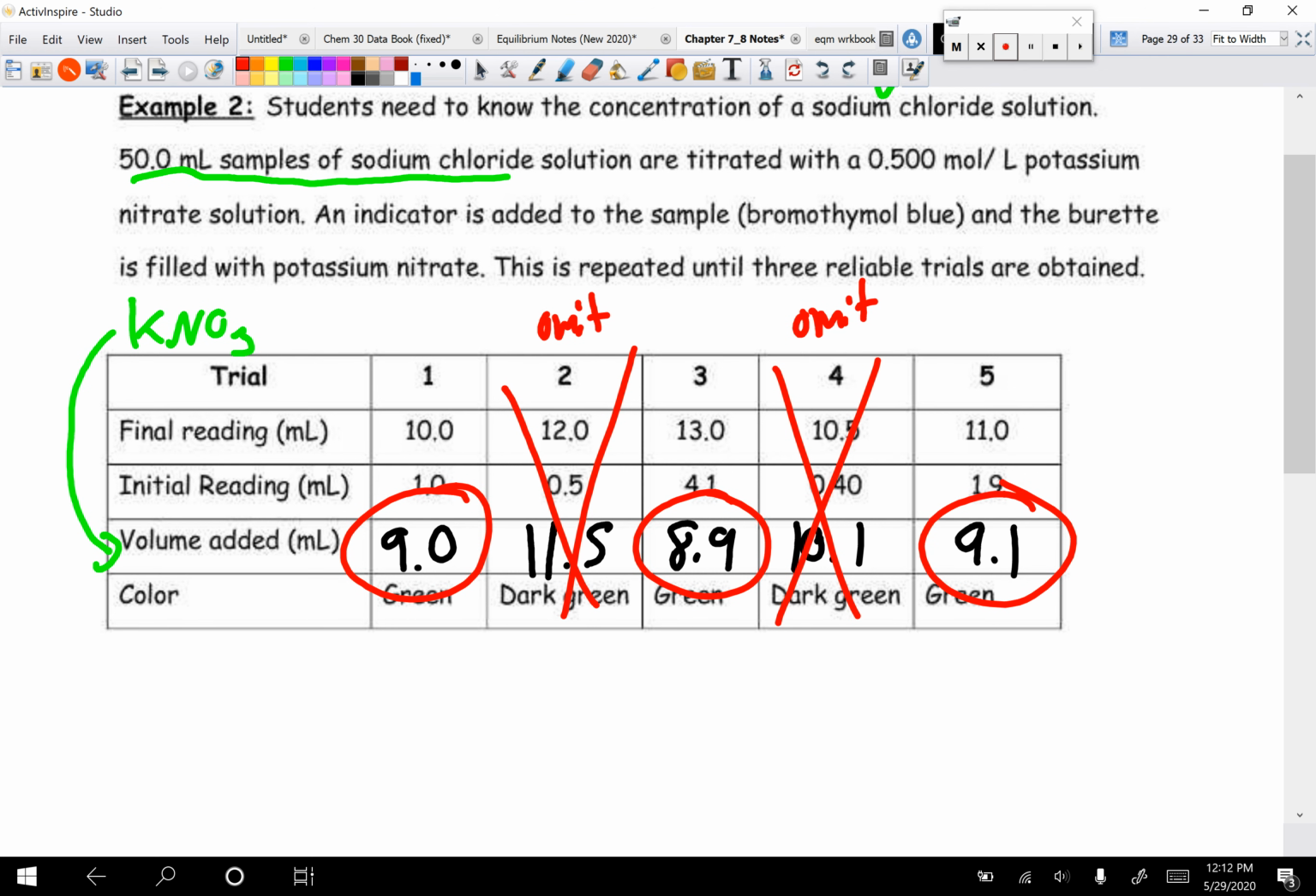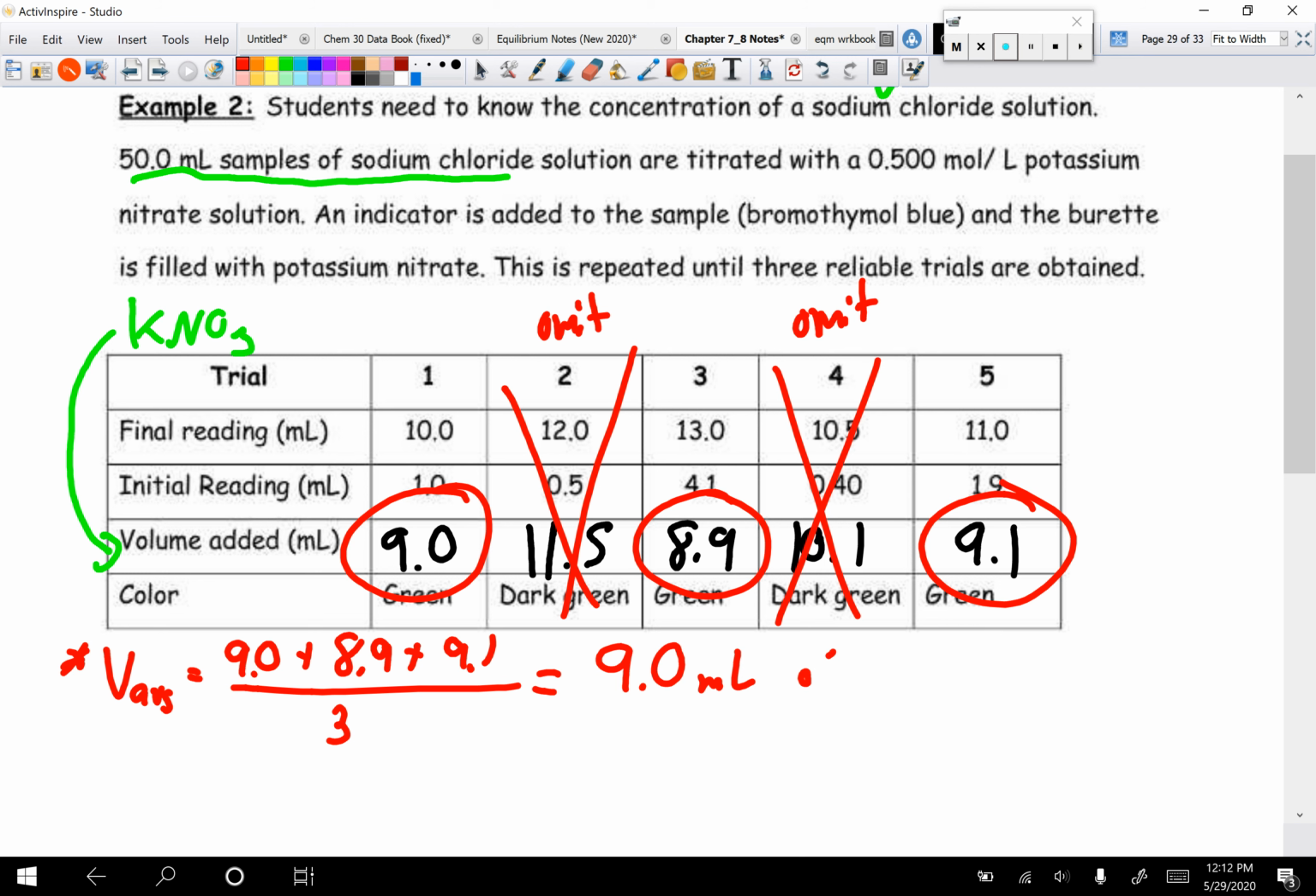So, same thing, V average is equal to 9.0 plus 8.9 plus 9.1 all over 3, and we get an average of 9.0 milliliters of KNO3 added. Cool.